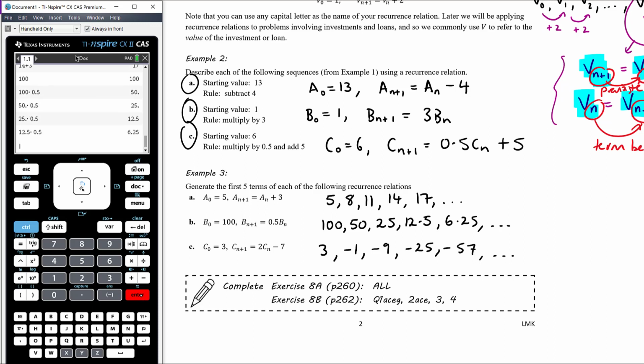Okay, so the work today is from exercise 8A and 8B, just becoming familiar with this notation around recurrence relations, being able to both interpret it to work out what the sequence is, and also being able to describe a sequence using a recurrence relation.